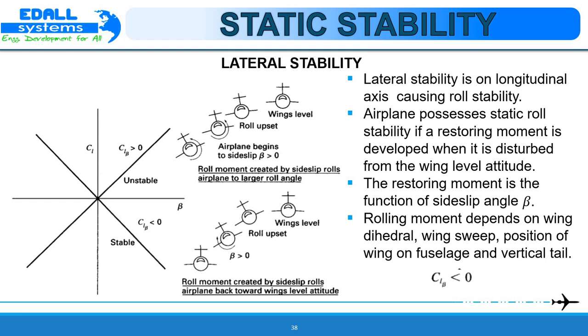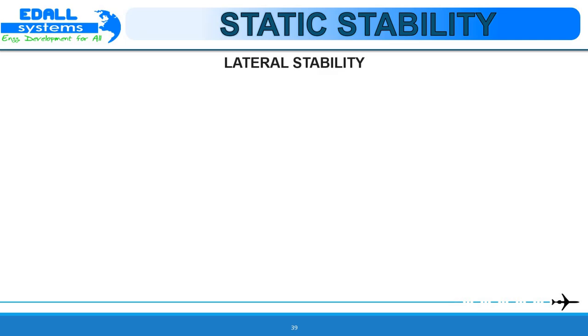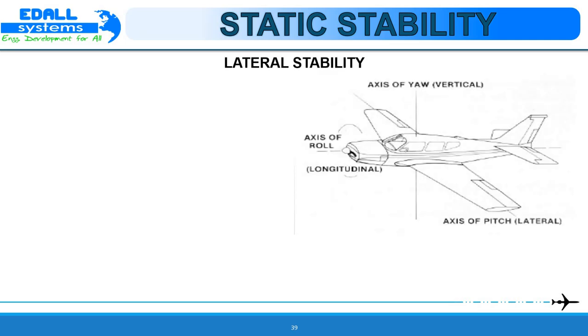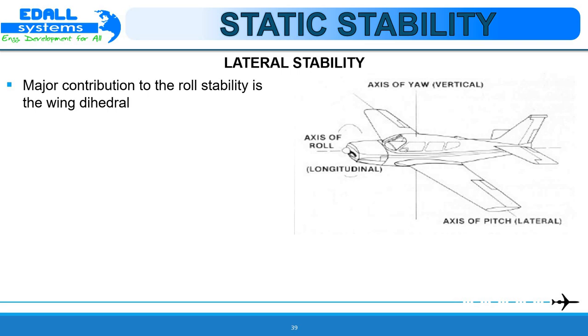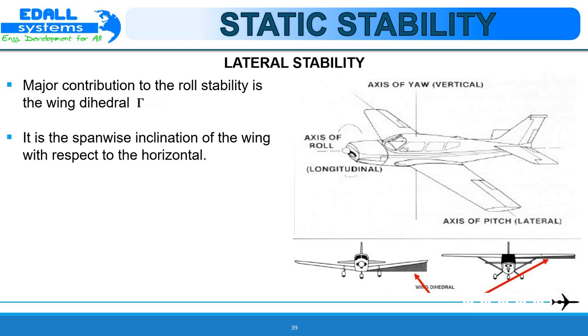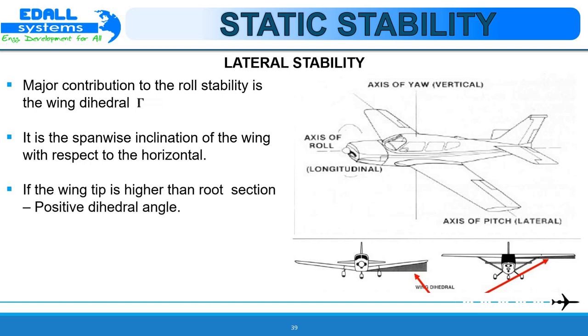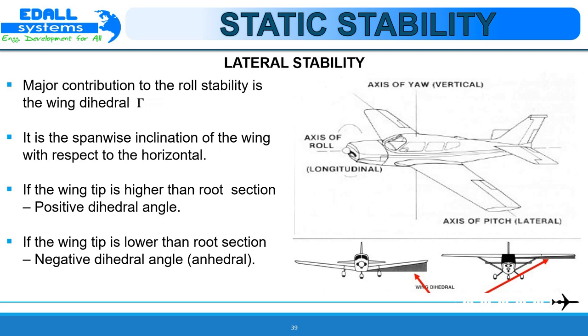The roll moment created on the aeroplane when it starts to side slip depends on the wing dihedral, wing sweep, position of the wing on fuselage, and the vertical tail. The major contributor to C_L beta is the wing dihedral angle gamma. The dihedral angle is defined as the span-wise inclination of the wing with respect to the horizontal. If the wing tip is higher than the root section, then the dihedral angle is positive. If the wing tip is lower than the root section, then the dihedral angle is negative. A negative dihedral angle is commonly called anhedral.